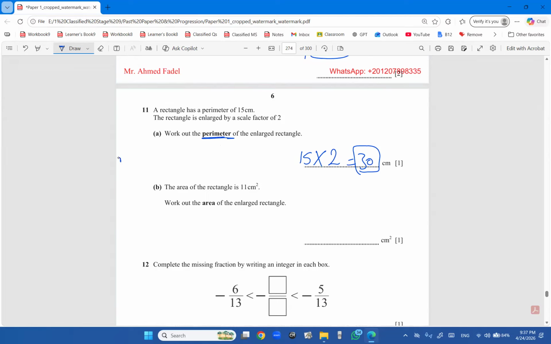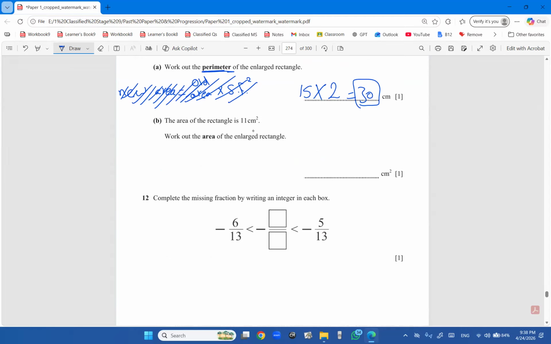If they were asking about the new area, we would have said old area times the scale factor squared. Not only scale factor like what we've done with the perimeter, but they don't want the area. I'm just explaining it to you just in case.